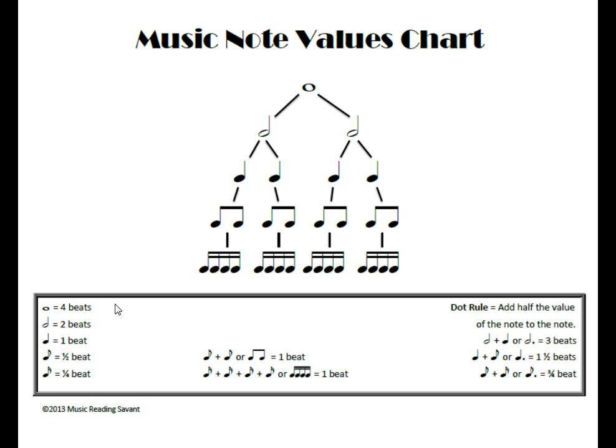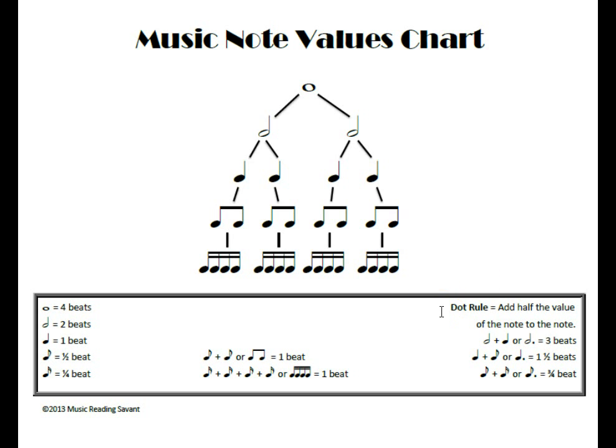Down here you're seeing just the basics of how much each of these note values are worth. So a whole note is worth 4 beats, a half note is worth 2 beats, a quarter note is 1 beat, an eighth note is only a half of a beat, and a 16th note is worth a quarter of a beat. Over on the right hand side I also included the dot rule.